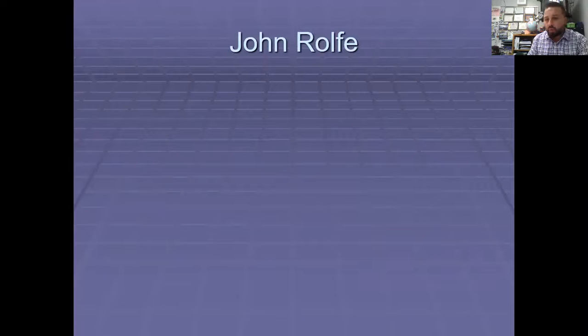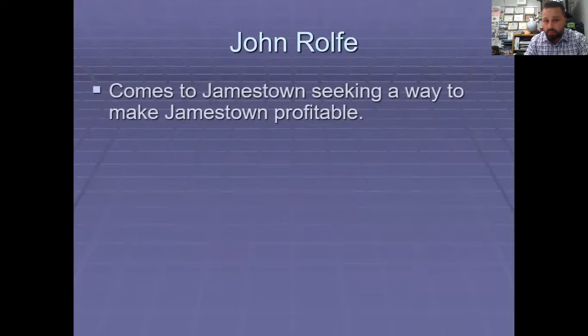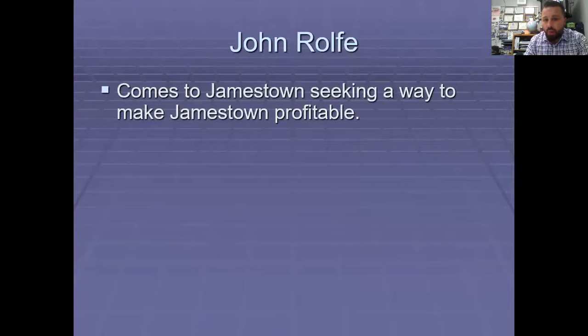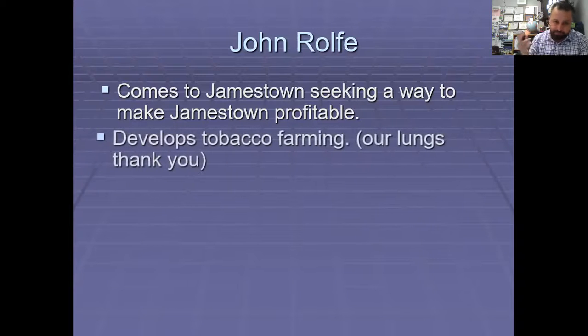The person that really changes Jamestown and really makes it a permanent colony: John Smith helps it survive. John Rolfe is going to find the key to make Jamestown profitable. He comes to Jamestown seeking a way to make it profitable for the Virginia and London Company, because otherwise they're going to pull up stakes and it's going to go bankrupt. It's going to go away.